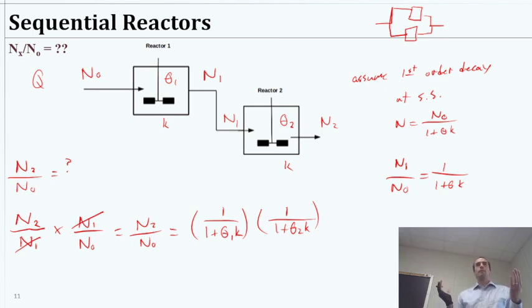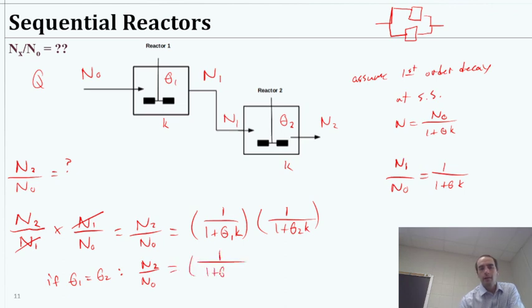If you have the same size reactors, then you could say if theta 1 equals theta 2, then N2 over N initial is just 1 over 1 plus theta K, squared. Okay, so it becomes pretty simple if we have identical reactors.